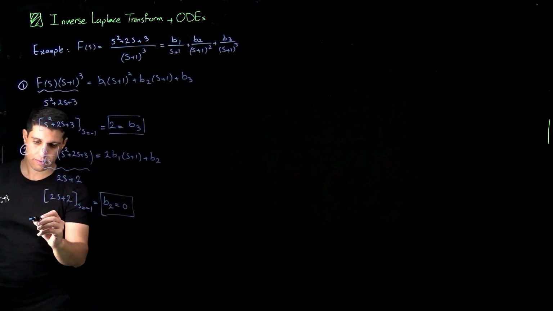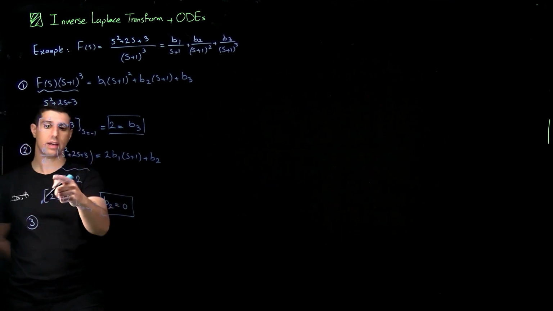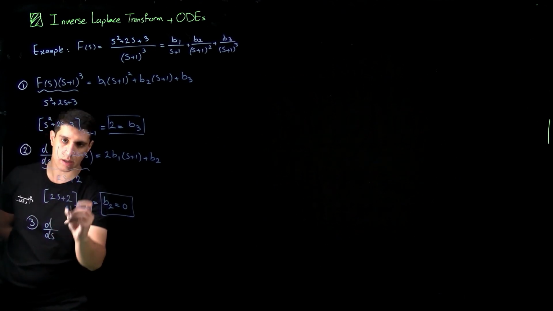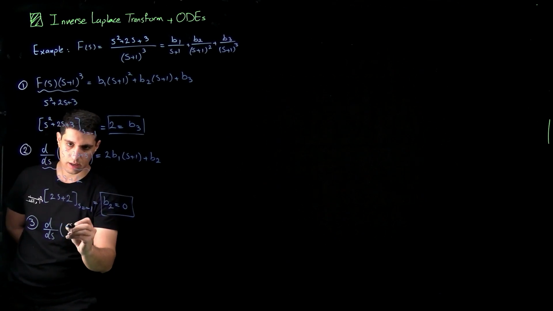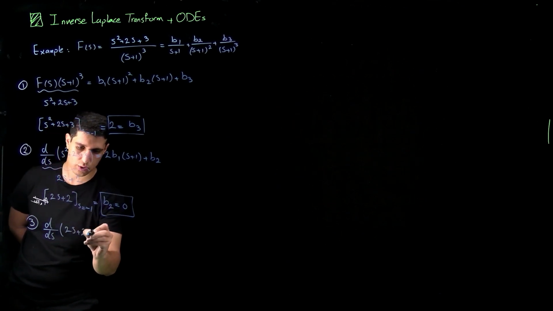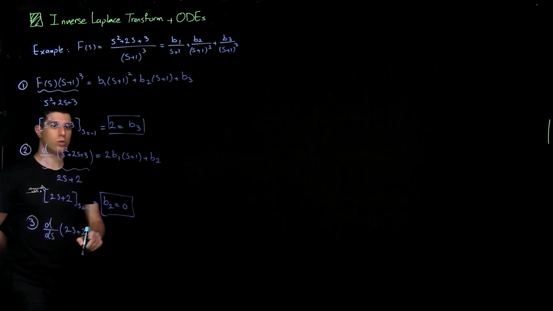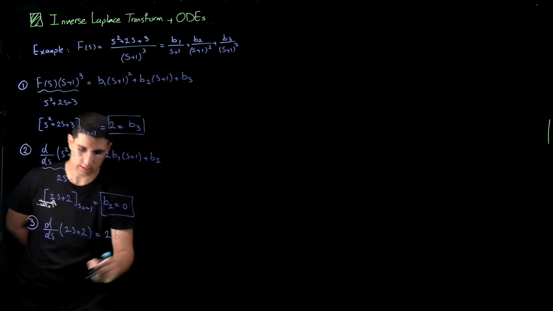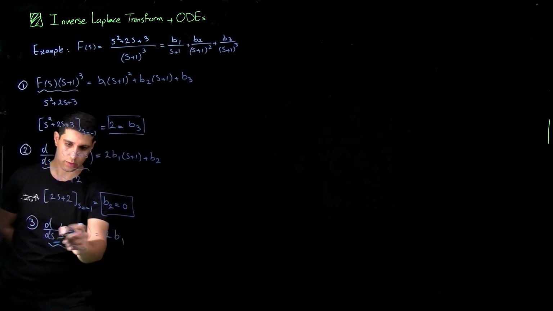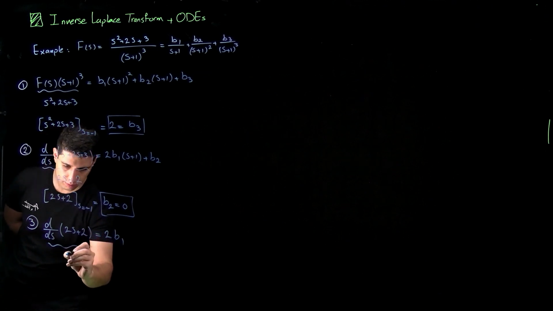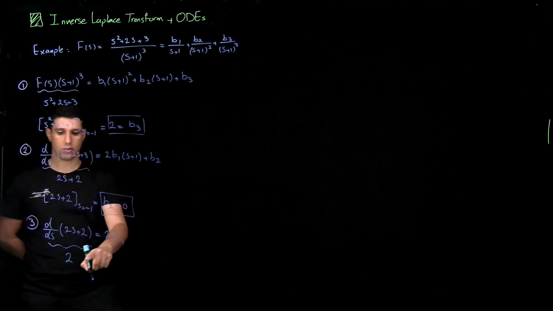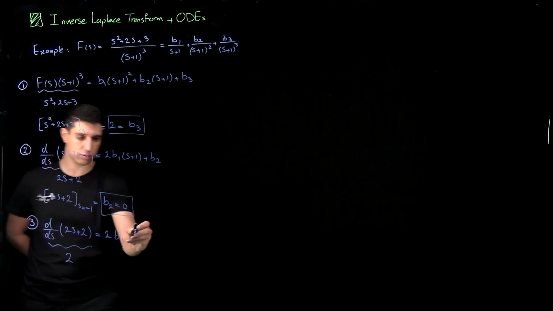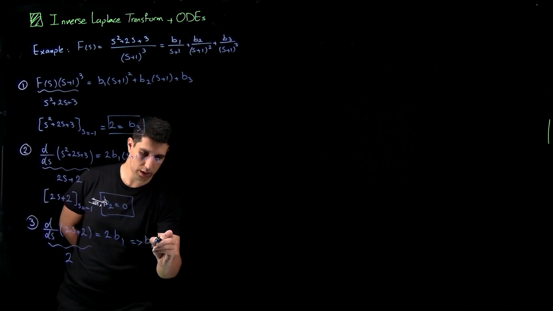And the last step, step 3, I take another derivative of this, d over ds of this line, 2s plus 2, equals the derivative of that, which is going to be 2b1. You take the derivative, it becomes 2. We really don't even need to put any s value because there's no s value. 2b1 equals 2, so b1 equals 1.